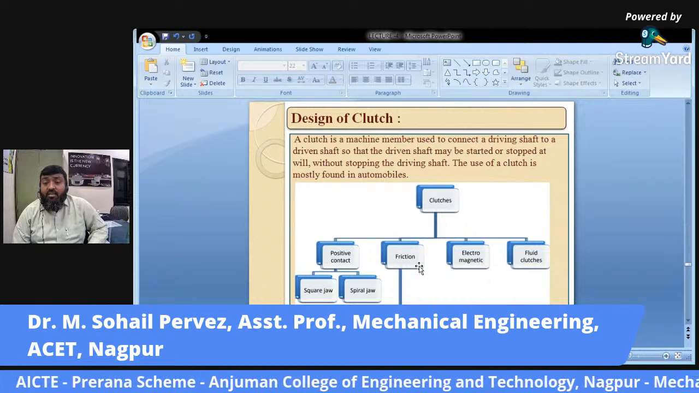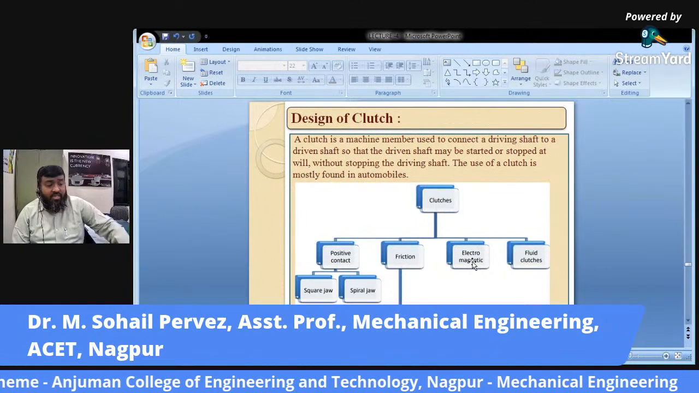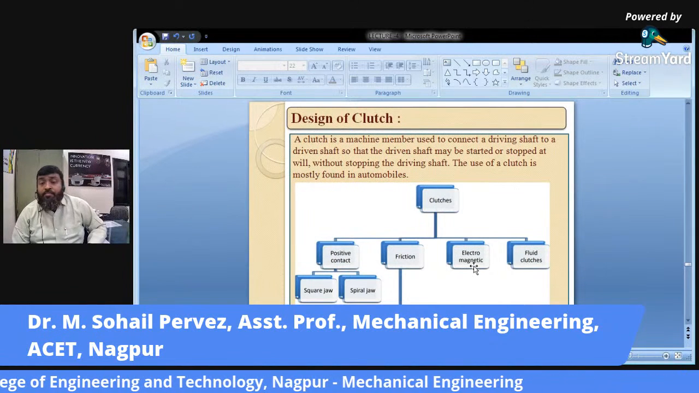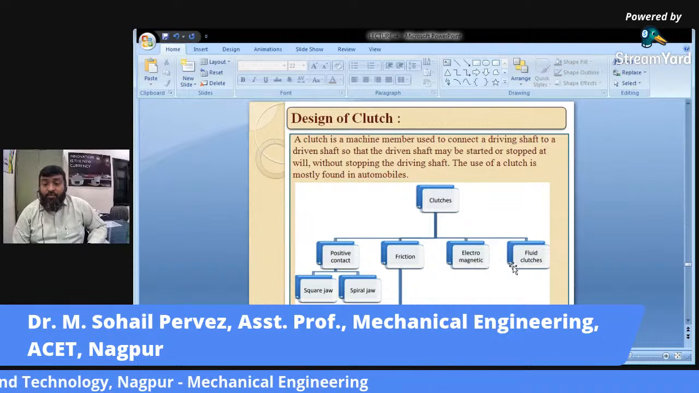Then electromagnetic. So electromagnetic is also there, and then fluid clutches.